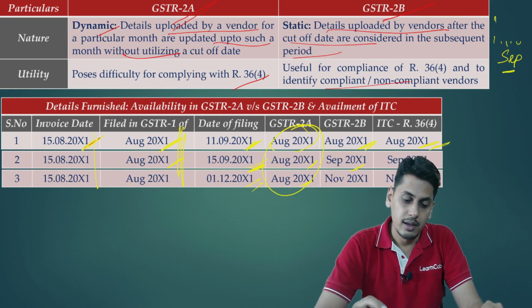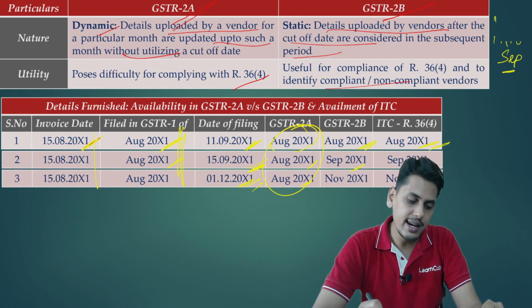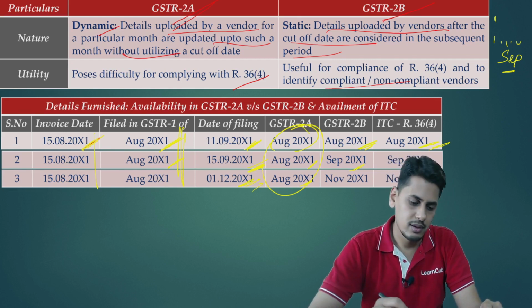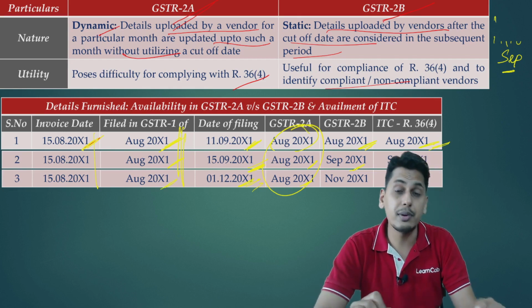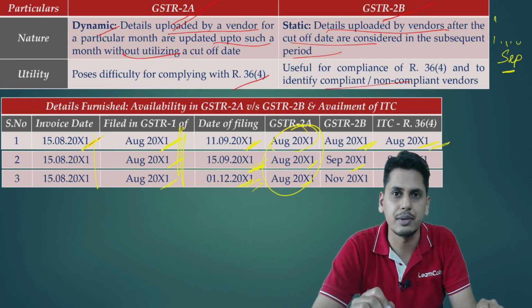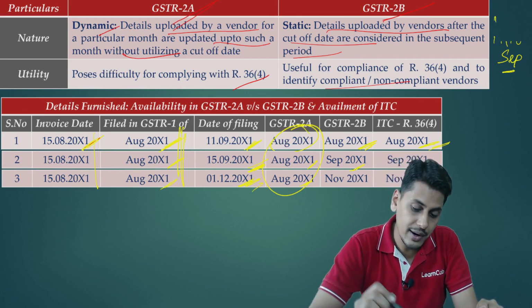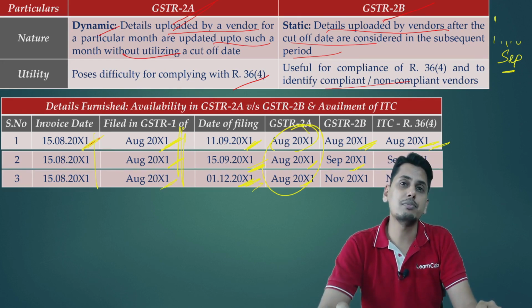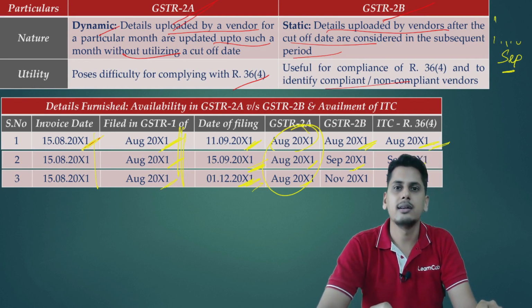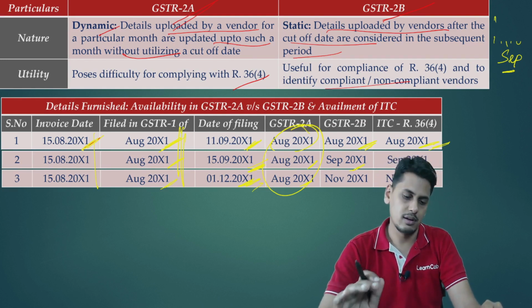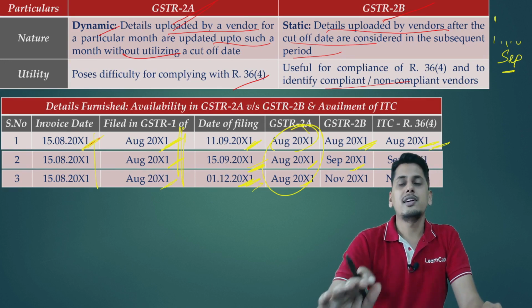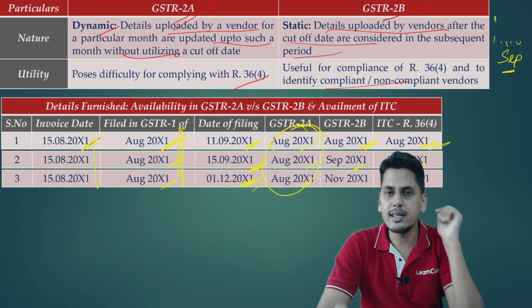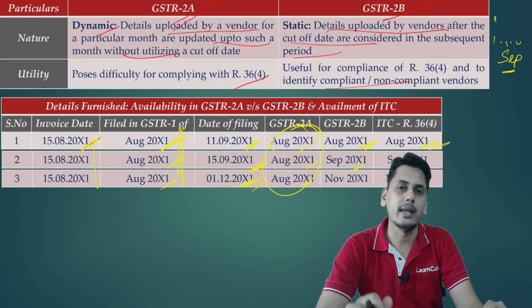Now, the date of filing is 1st of December. He has filed in GSTR-1 of August, but this GSTR-1 of August is filed on 1st of December. Now, when it is filed on 1st of December, in which month GSTR-2B is it going to appear? Now friends, first let's go step by step, then we'll discuss how to find it out quickly.